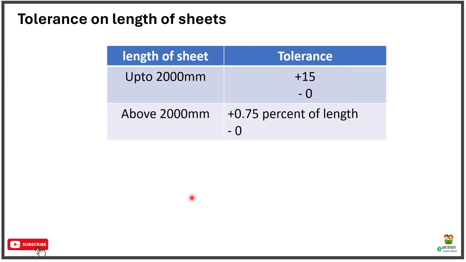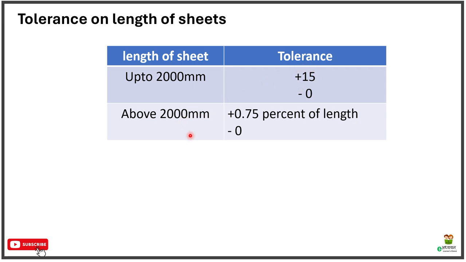Then we have tolerance on the length of the sheet. We have different sizes of the sheets, and for that we have seen the width. Now for the tolerance on the length side, for sheet length up to 2000 mm, the tolerance would be plus 15 mm and minus 0. So it should be between 0 and 15 mm. It should not fall outside that range.